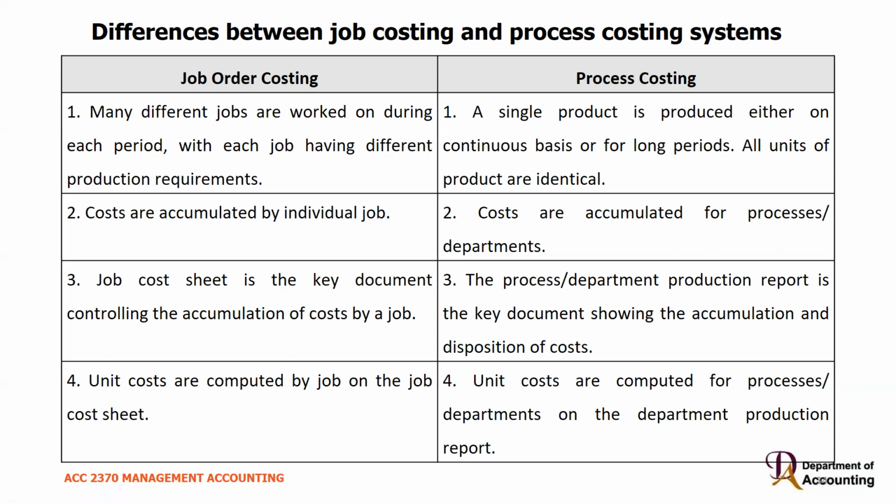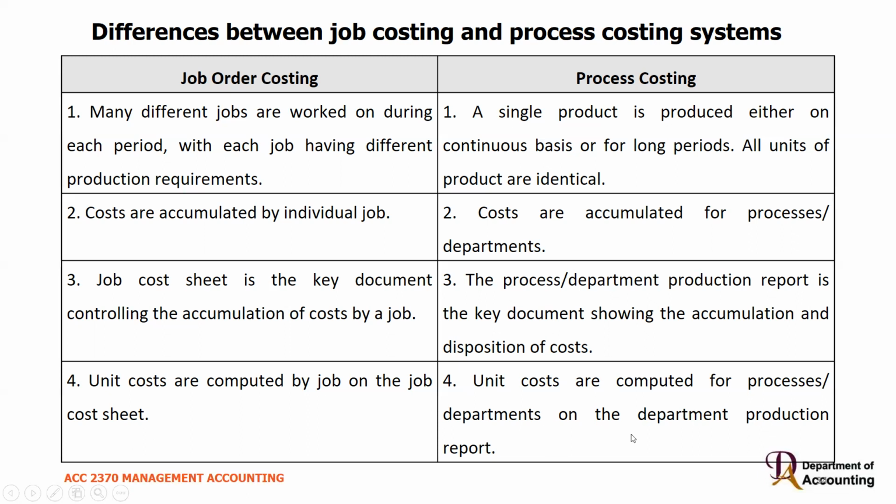Third, the job cost sheet is the key document controlling the accumulation of cost by a job. We discussed the job cost sheet in the lecture as well. You use that sheet to get all the details, and you prepared one as well. In process costing, the process or department production report is the key document showing the accumulation and disposition of cost. So two separate documents are used for the two production methods. Unit costs are computed by job on the job cost sheet, so you can easily get the unit cost for a job. In process costing, unit costs are computed for processes or departments on the department production report.